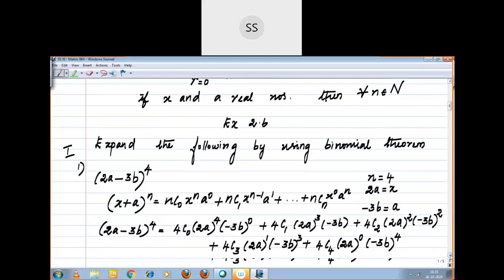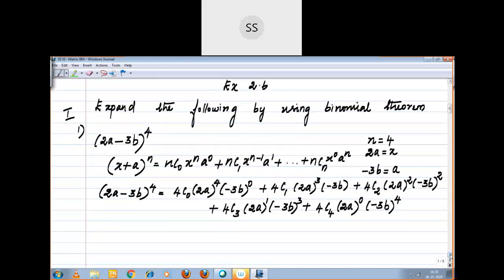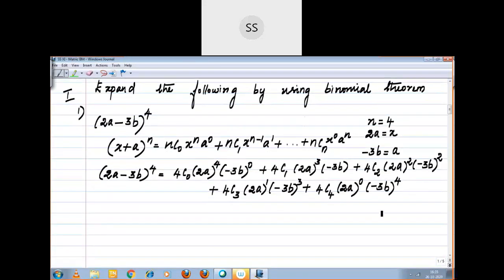Now, some standard results I have given to you already, right? Once again, I am going to recall that nC0 equal to nCn equal to 1, nC1 equal to n, nCr equal to nC(n minus r). Got it, children? nCr equal to nC(n minus r).